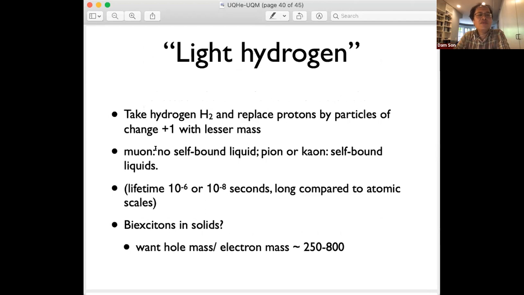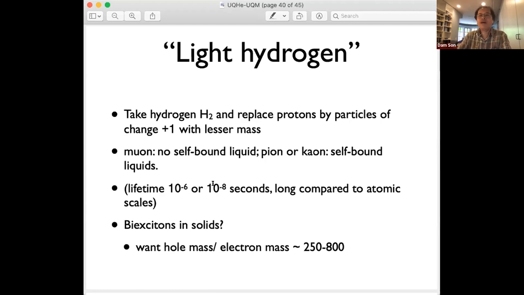muons, a liquid made out of muonions, which are the molecules where one replaces protons with muons. Chemists even have a name for that molecule called muonium. Muonium is not self-bound, but for pions, the liquid is self-bound. These liquids live quite short times. The lifetime is about 2.2 microseconds for muons.